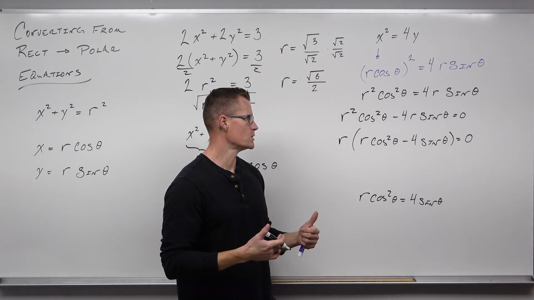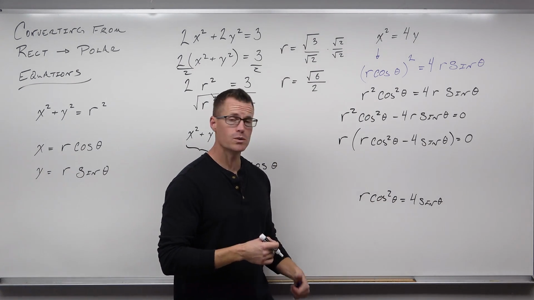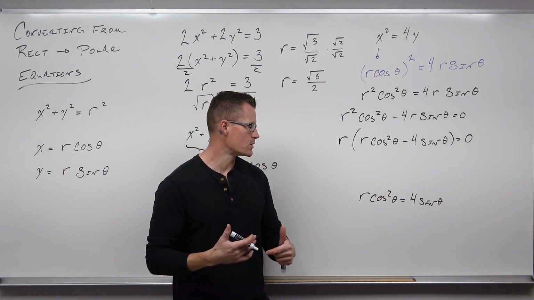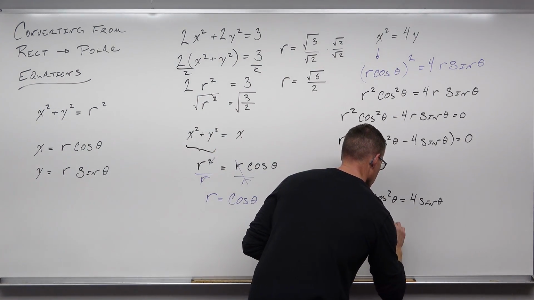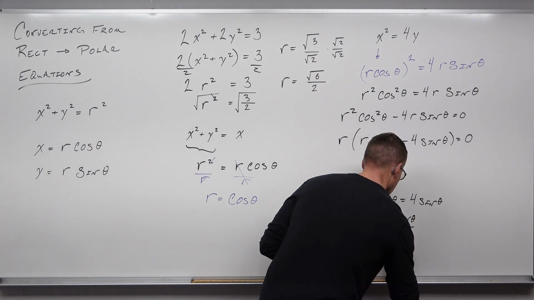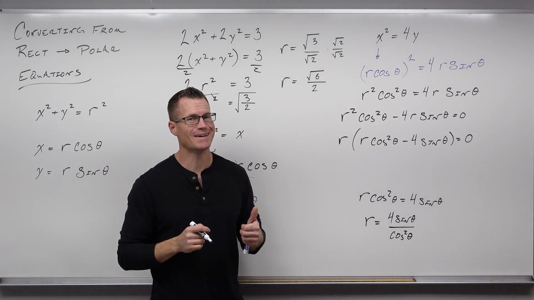The other thing that we could do from here, if you choose to do this, or if you're allowed to do this, is solve for r explicitly. A lot of times we like to do that. So if you divide both sides by cosine squared theta, you could leave it like this, unless you really like identities.